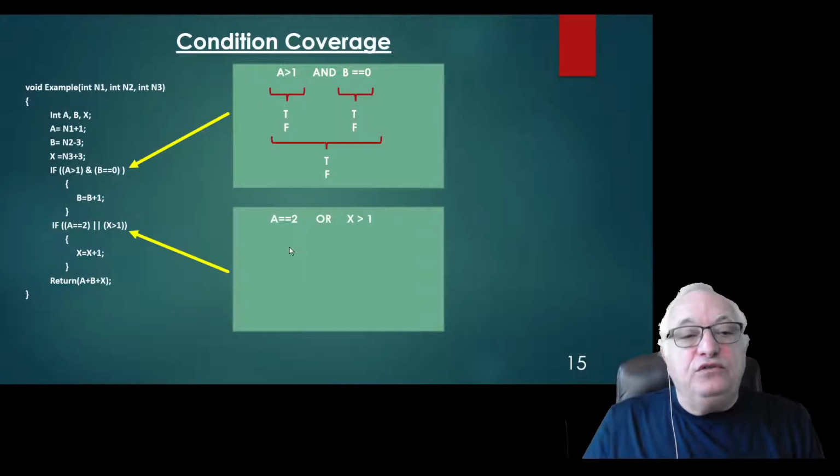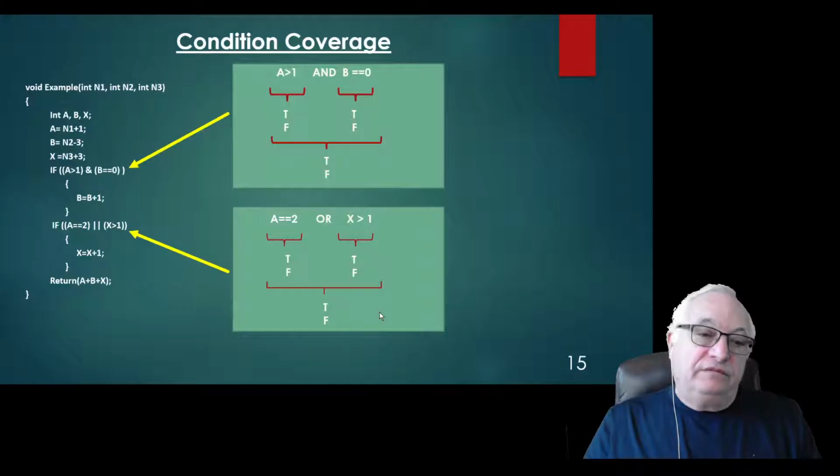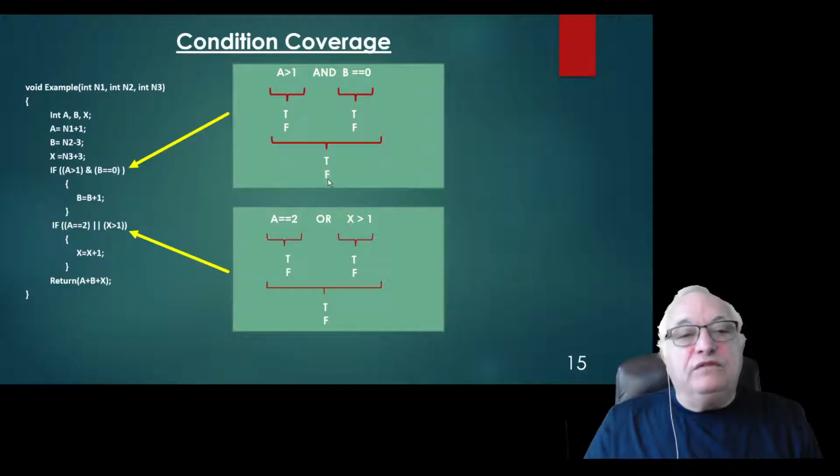Now the same thing is going to apply for a equal to 2. I would have one, two test cases, and I should be able to cover everything. So the requirements for all the conditions: true, false for this second condition, true, false for this third condition, which is the combination of these. I have true, true, true, false, which gives me true and false for this one. So that would meet the requirement.